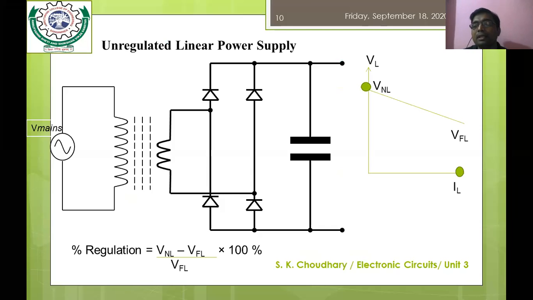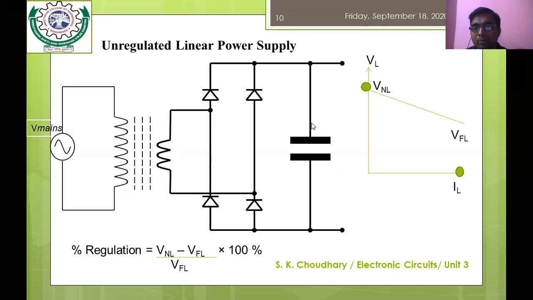The first type is the unregulated linear power supply. So what is an unregulated linear power supply? If you see here, in the unregulated linear power supply, there is a supply voltage, a transformer, and rectifiers, up to the filter we have shown here.